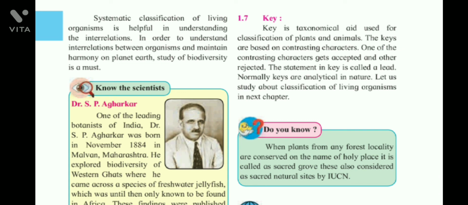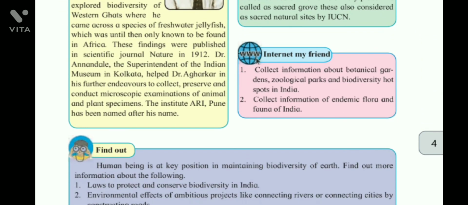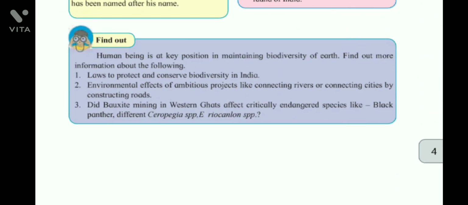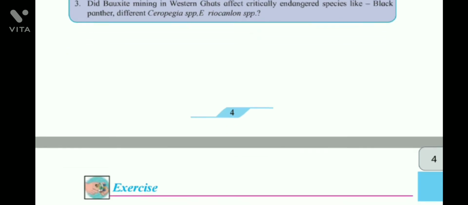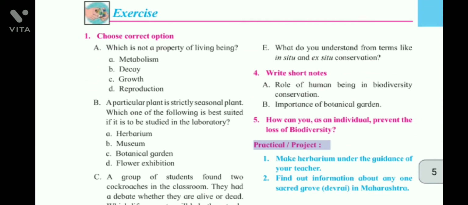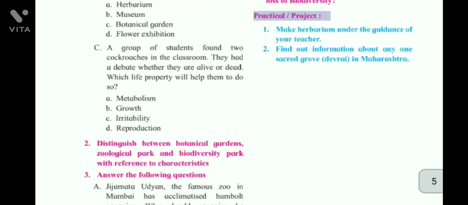Do you know when plants from any forest locality are conserved in the name of a holy place, it is called a sacred grove? These are also considered as sacred natural sites by IUCN. You can find out these things that are given. This is the exercise that you can solve.